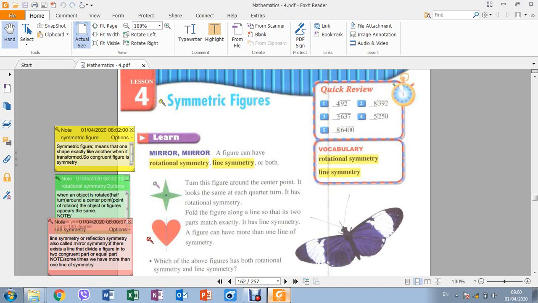Today we want to talk about symmetric figures, but first I want to remind you of the last lesson. What were we talking about? We talked about congruent figures. What does congruent figure mean? Who can tell me?